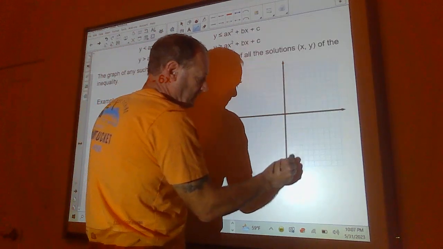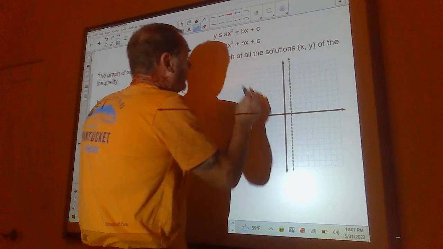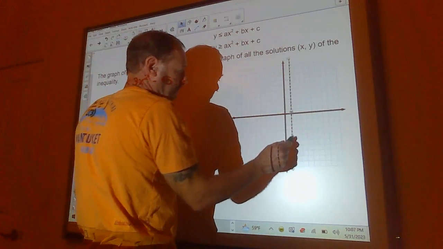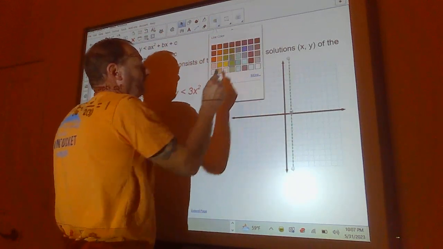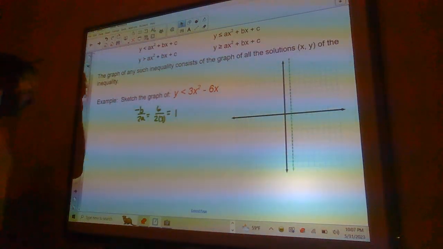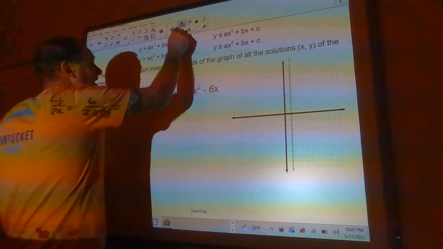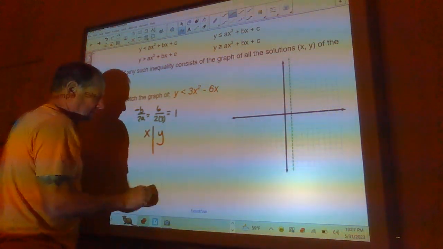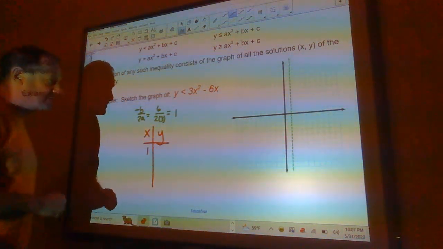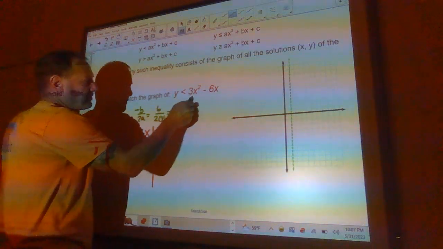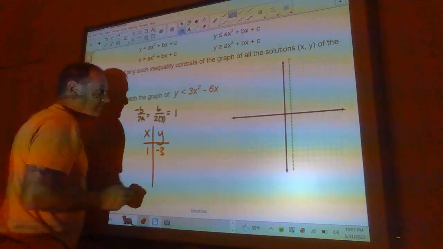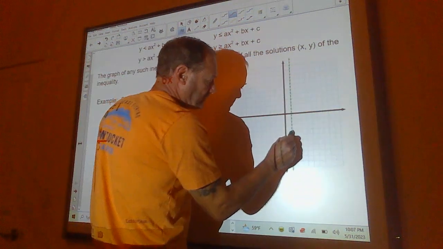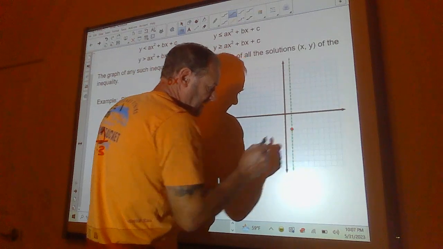So we'll go right here at 1. Put our axis of symmetry there. Okay, there's our axis of symmetry. Then we're going to make our table. First point we're going to put in the table is our axis of symmetry. So that's going to be 3 minus 6, which is negative 3. Okay, so there's our vertex right there.